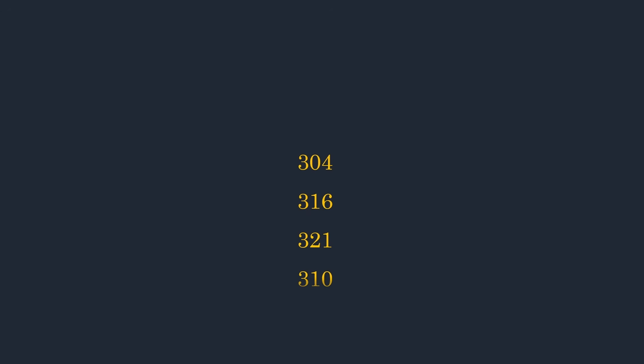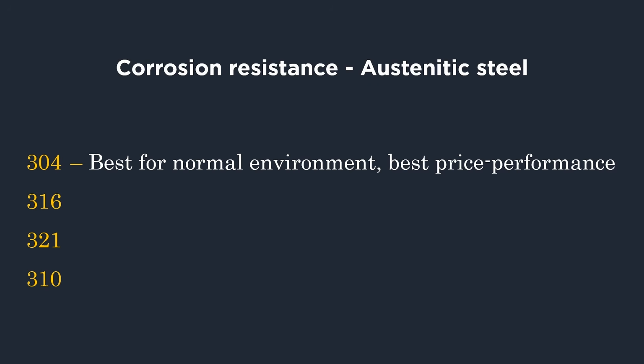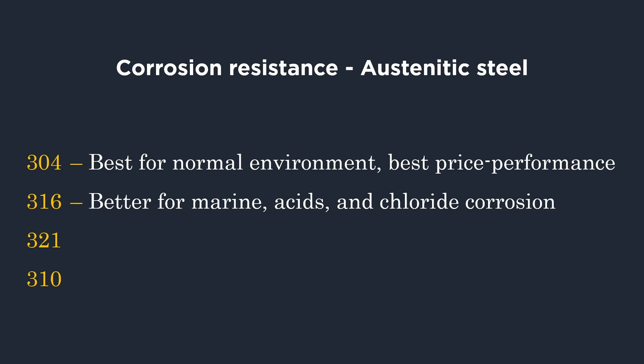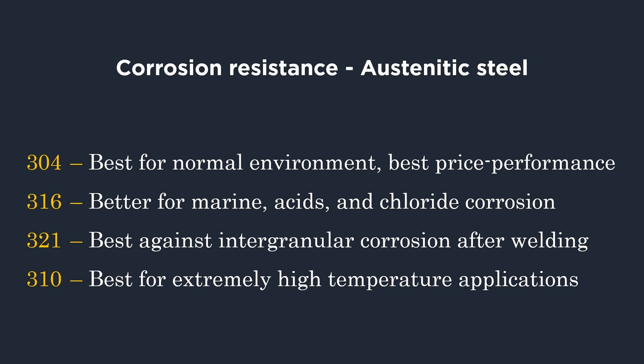So if we compare all the Austenitic stainless steels for their main feature, which is corrosion resistance: 304 is best for normal environments, best price performance. 316 is better for marine, acids, and chloride corrosion. 321 is the best against intergranular corrosion after welding. And 310 is the best for extremely high temperature applications.